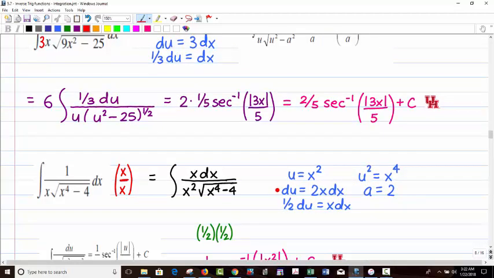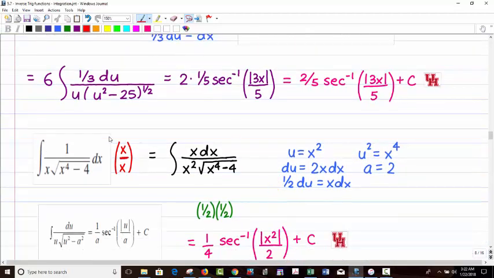Okay, now here's another one. It's got a little sneaky little trick to it too. I'll move this over a little bit. All right. Now this one's a different kind of problem.